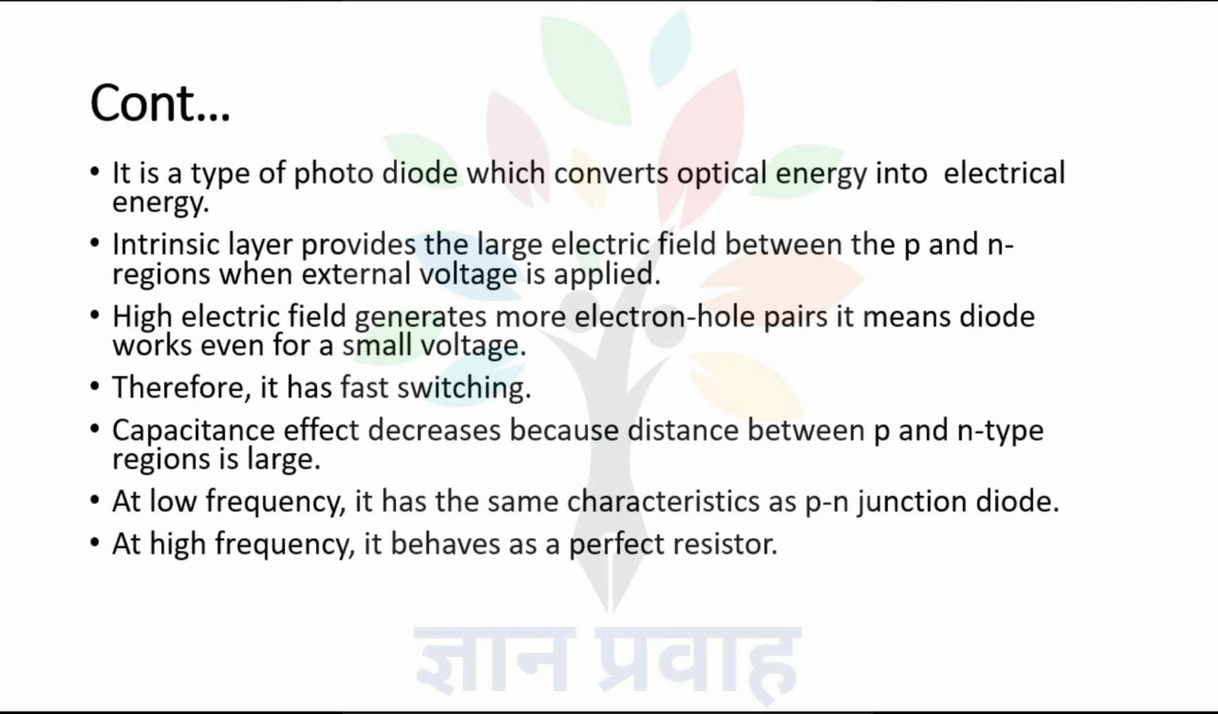The second reason for fast switching is that the capacitance effect decreases because the distance between the P and N type regions is very large. So at low frequency it has the same characteristic as the PN junction diode, but at high frequency it behaves like a perfect resistor.